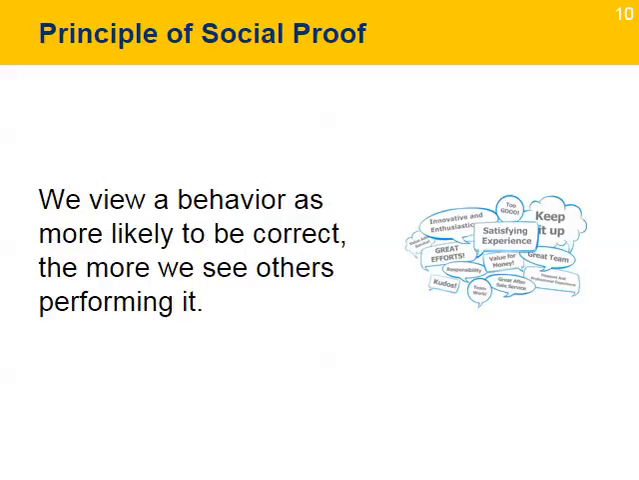Principle of social proof. People often rely on others for cues on how to think, feel, and act. This tendency to look to and follow the lead of similar others is the strongest in situations with uncertainty.